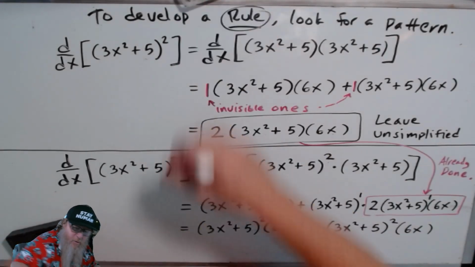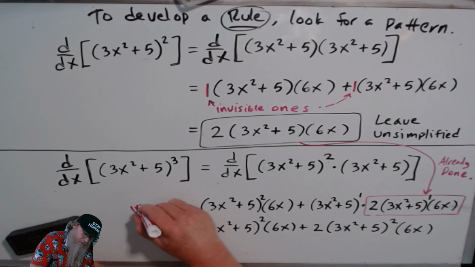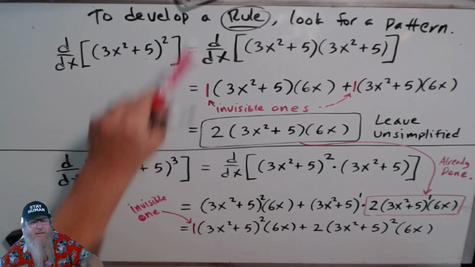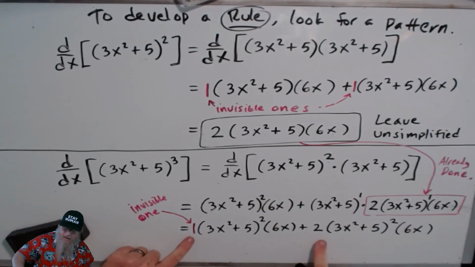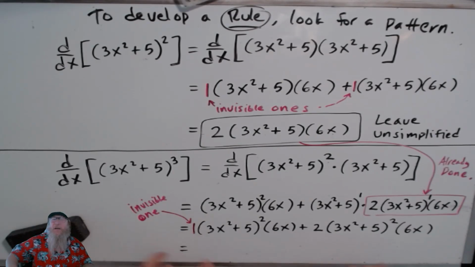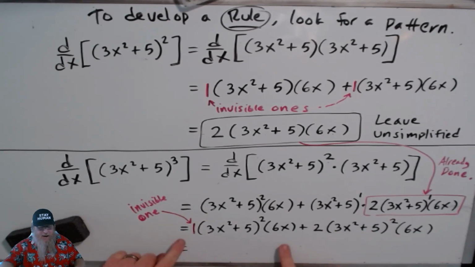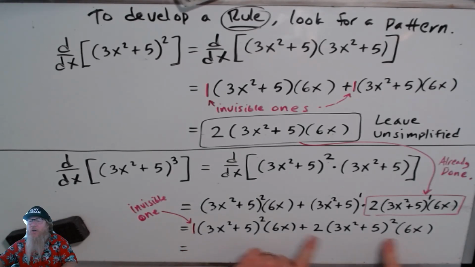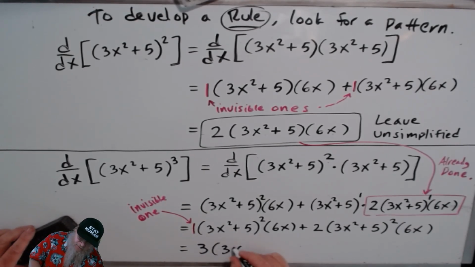Remember the invisible 1. There's an invisible 1 right there. So when I add these 2 together, I got a 1 plus a 2. These are identical. They're the same exact factors. So I have 1 of these factors plus 2 of these factors. So I have 3 of these factors.